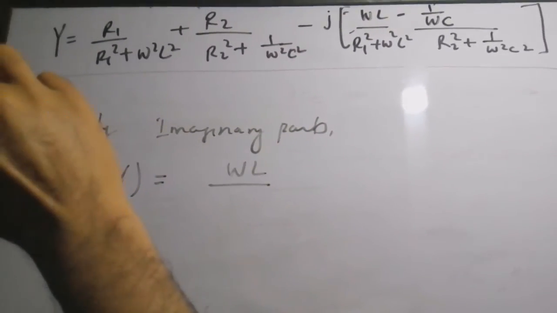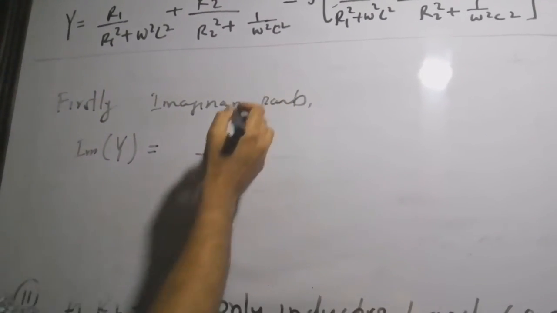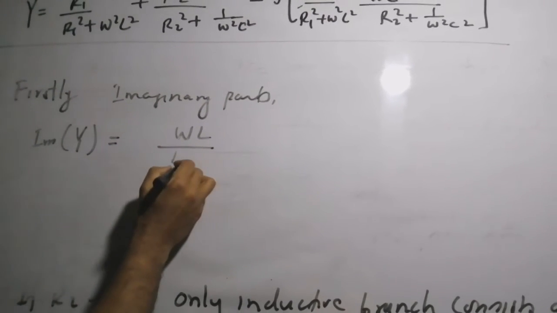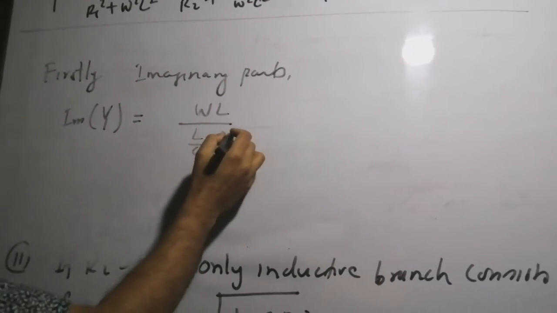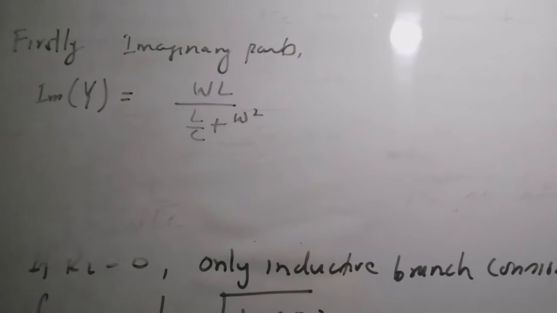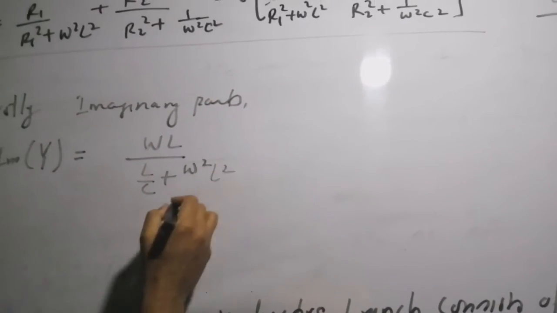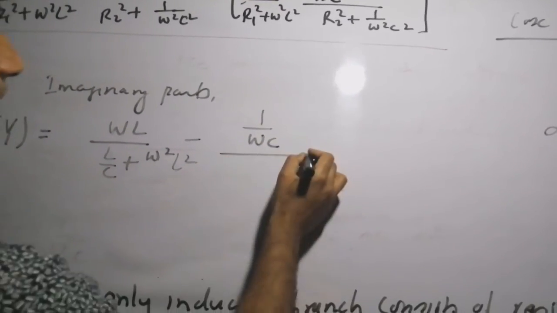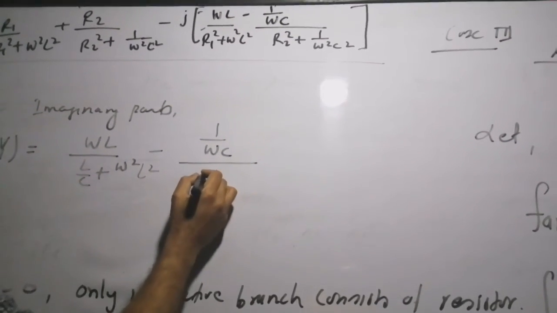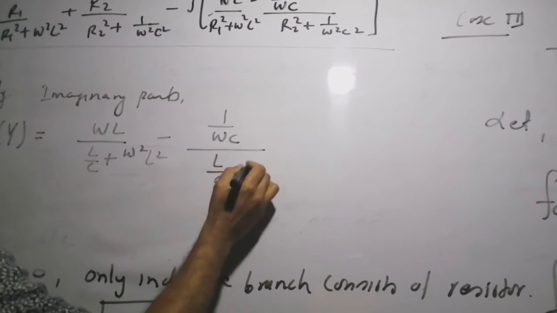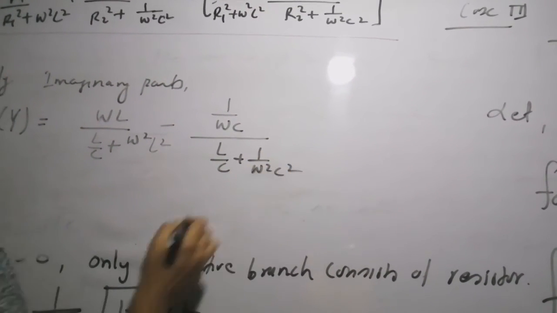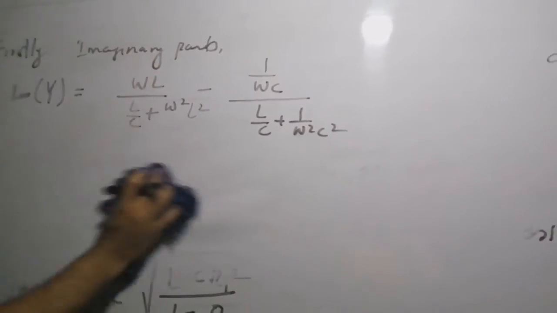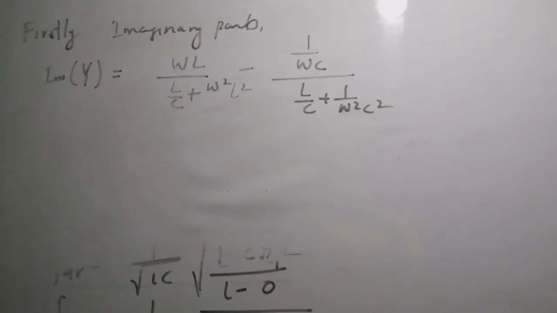Okay, omega L is this, and R1 I got, R1 equals, I told you, we can put the L by C plus omega square L square minus 1 by omega C, and this becomes our R2, which is again L upon C plus 1 by omega square C square. Okay, and so let's simplify this further.